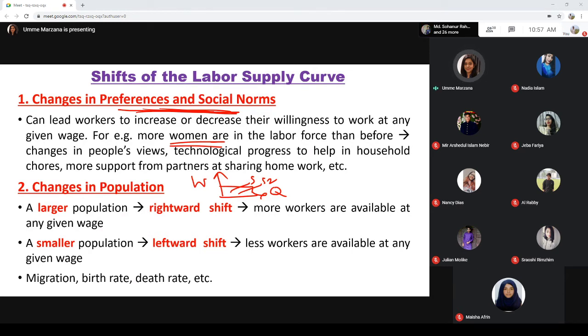Wage rate hoyto kono change ashini, eta to esheche but amra dhore nei change ashini, tao kintu more women are willing and able to work. Reason is the society has changed in favor of women working. One could be they're being provided more education than before, they're given more access to education. The other could be their family is being more supportive, their husbands or their family members are helping them to share the work at home.